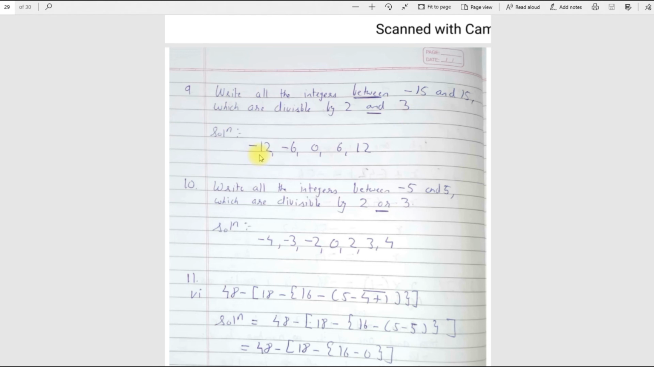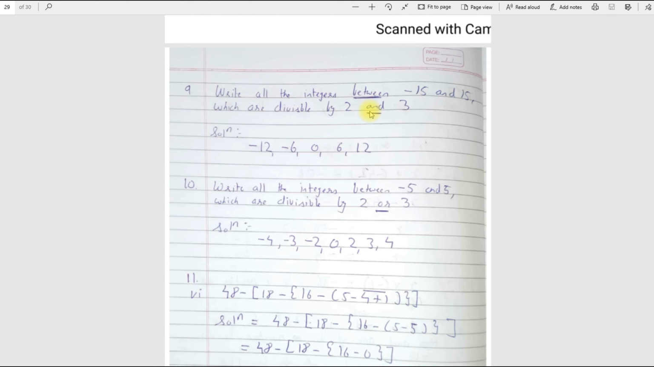Then minus 11 is not divisible. Minus 10 is divisible by 2, but it is not divisible by 3, because they have written AND. So I have to not consider minus 10 also, because I want it should be divisible by both the numbers, that is 2 and 3.